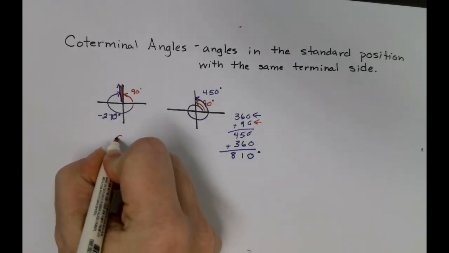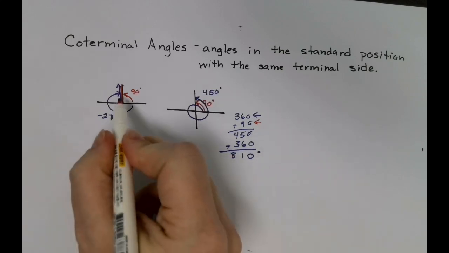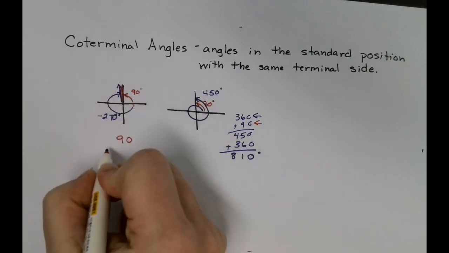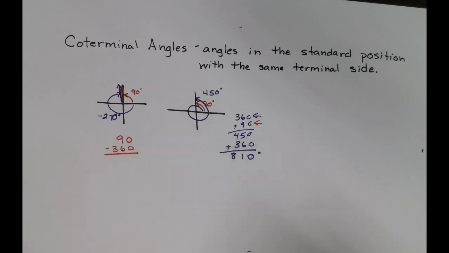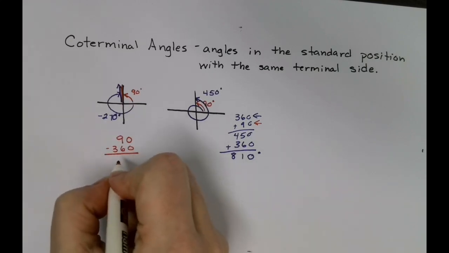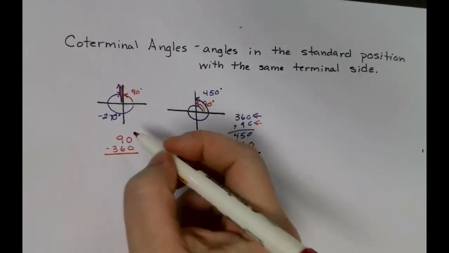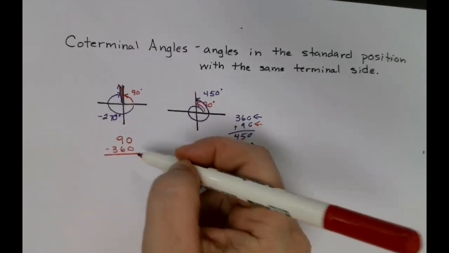But it will work also in the negative direction. So if we start with our 90, but we want to move a whole circle backwards, this time we would subtract 360 degrees from it, which would then give us our negative 270, which is what we got when we did the circle the original time.